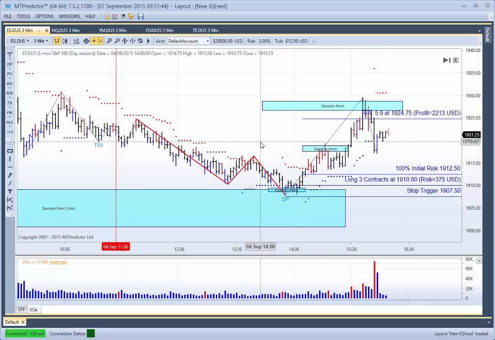So a good example of how MTPredictor could project the support zones in advance, and how we took advantage of that with an automatic trade setup, getting you long off the very bar of the low of the day there. So a very nice trade to take.